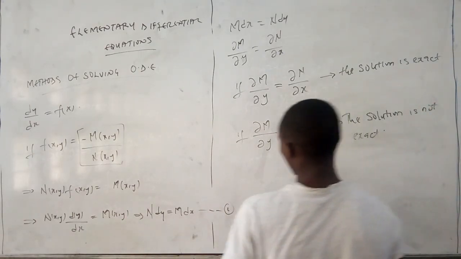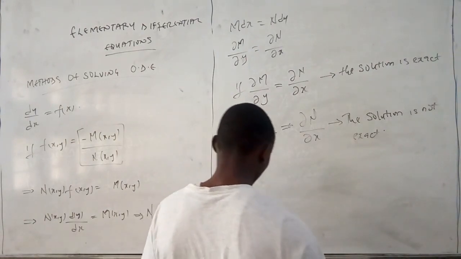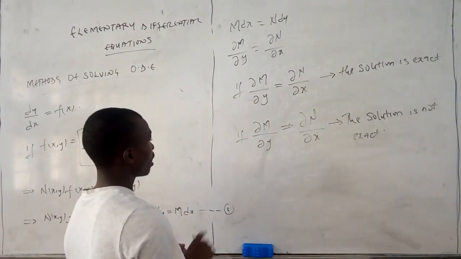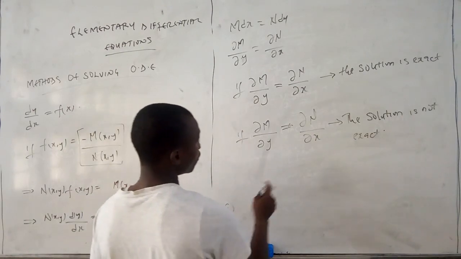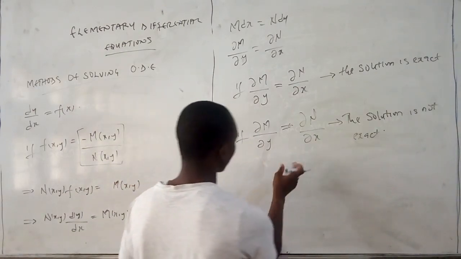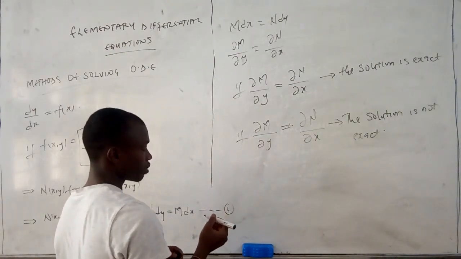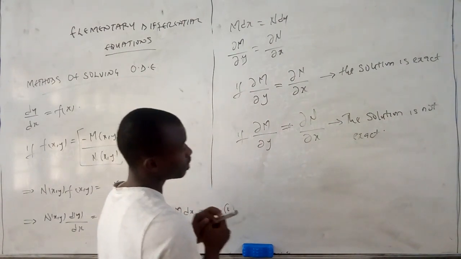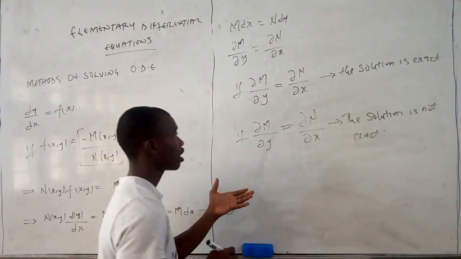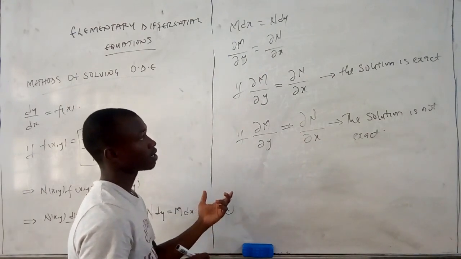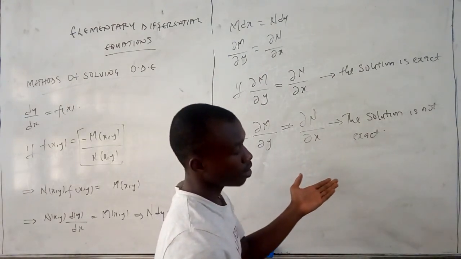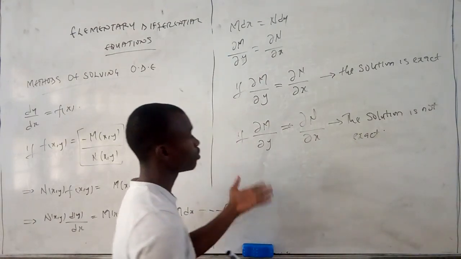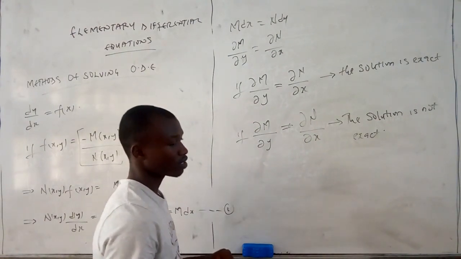When the solution is not exact, either you force it to be exact, then solve, or you change method. Because for solution of differential equation, we have probably 4 methods: variable separable, exact, then homogeneous, then series solution.